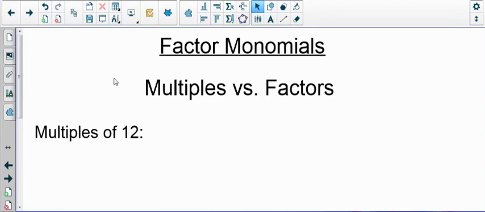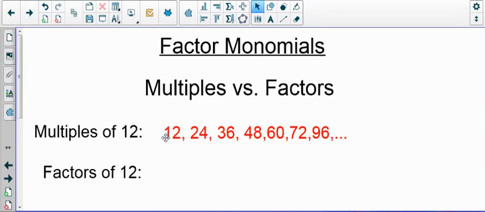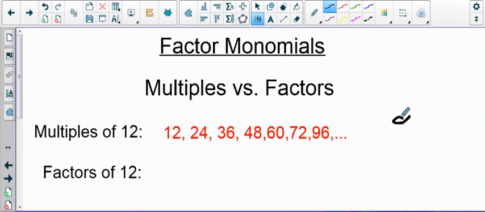What are the multiples of 12? I'll give you a second. Go ahead and pause. Okay, if you don't remember what the multiples of 12 were, they were 12 times 1, 12 times 2, 12 times 3, 12 times 4. There are the multiples of 12: 12, 24, 36, 48, 60, 72, 96. And how many multiples of 12 are there? There are an infinite number, because you can multiply 10, 11, 12, 13, 14, 15. These are just numbers that you multiply by 12.